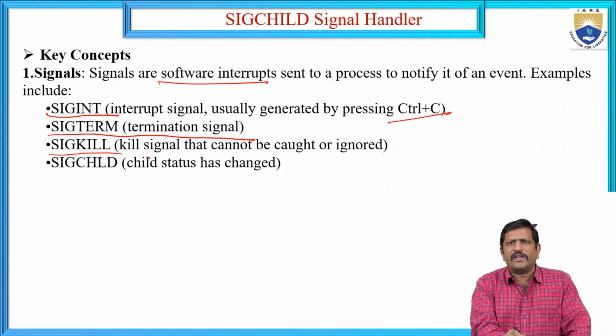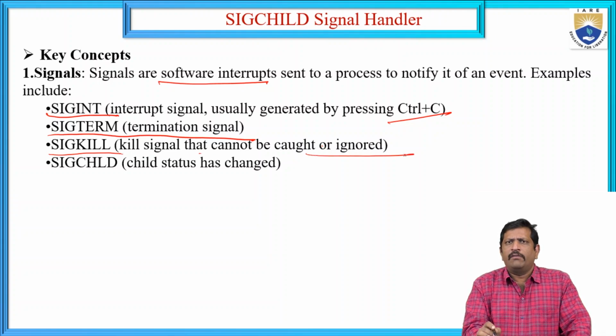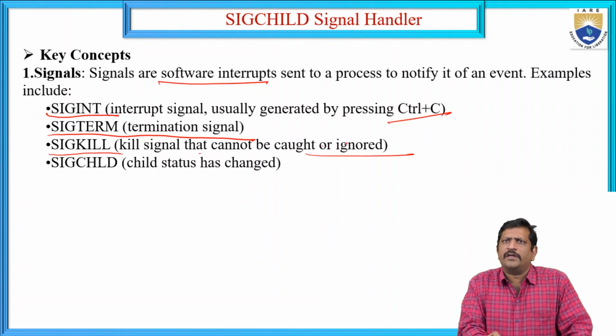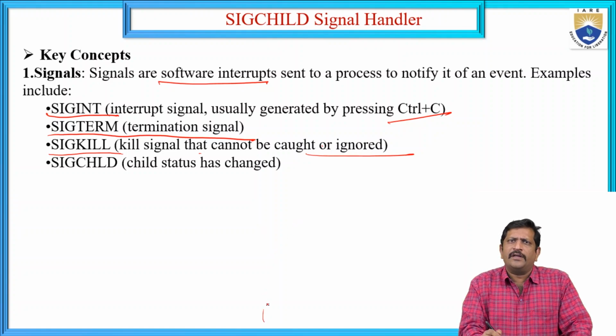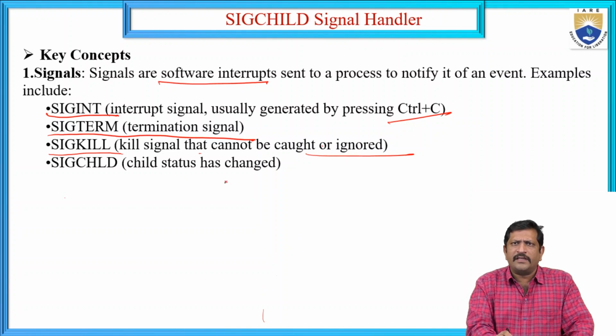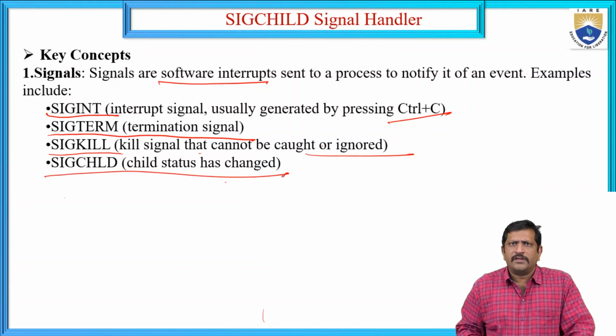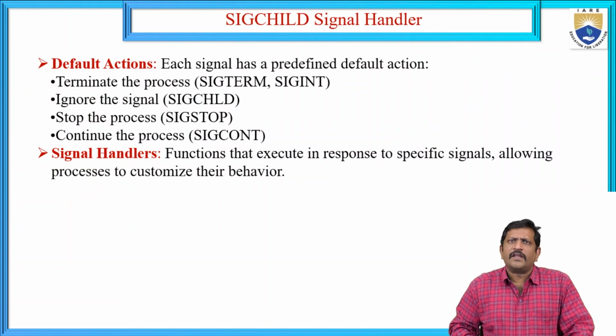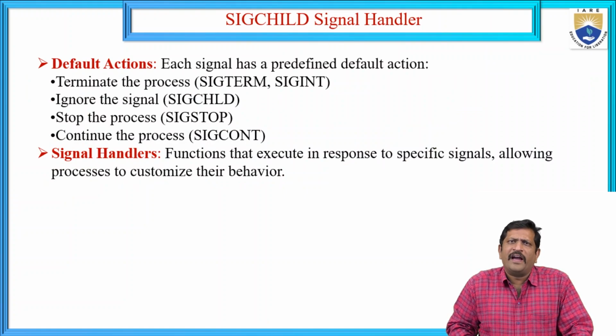SIGKILL means the signal cannot be caught or ignored. Whatever signals are not ignored or caught, whenever we are not catching the signal, an error arises, so in this other condition we can't catch the signal. SIGCHLD is the signal for when the status of a child has changed.